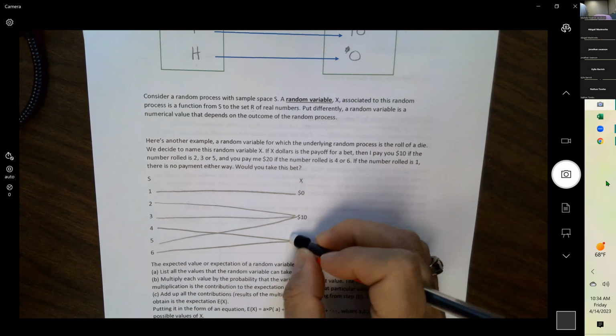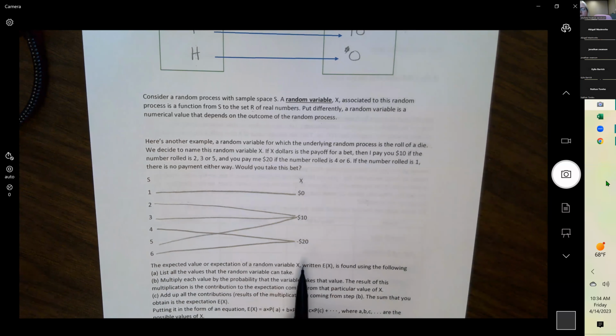Would you like the bet? Well, there are different things to think about. If I roll a 1, nothing happens. I didn't lose anything. If I roll a 2, 3, or 5, that's half the numbers on the die, 3 out of 6, I get $10. But if I roll a 4 or a 6, I'm losing $20. There's a minus sign. I don't know. Is it worth the loss? That's a big loss.